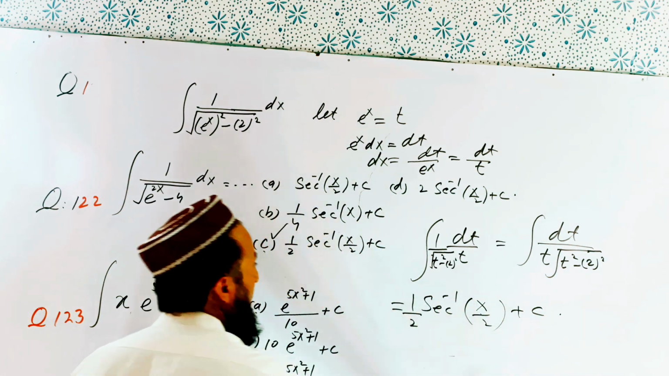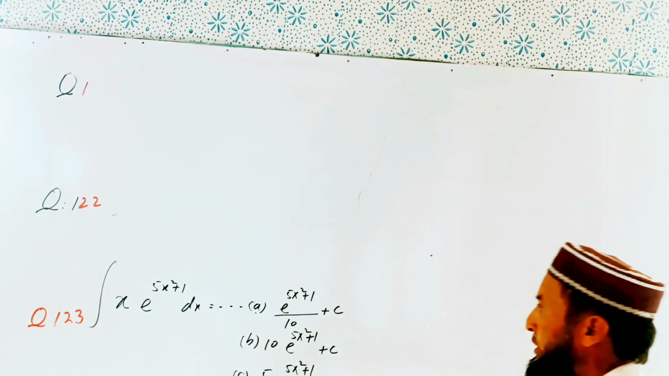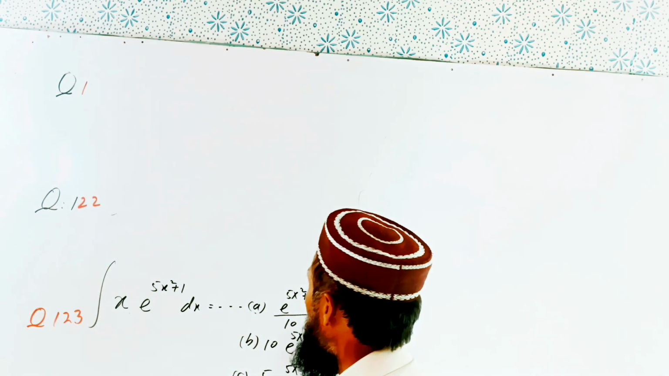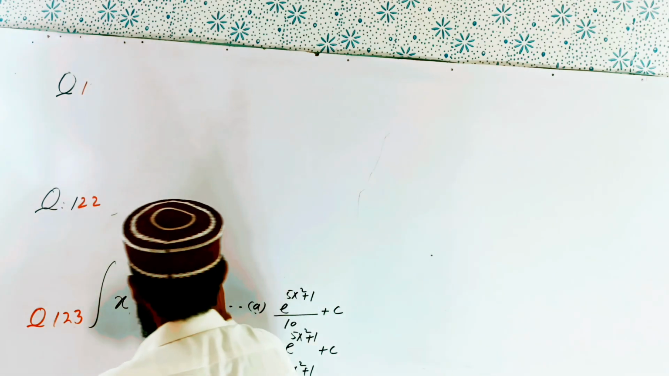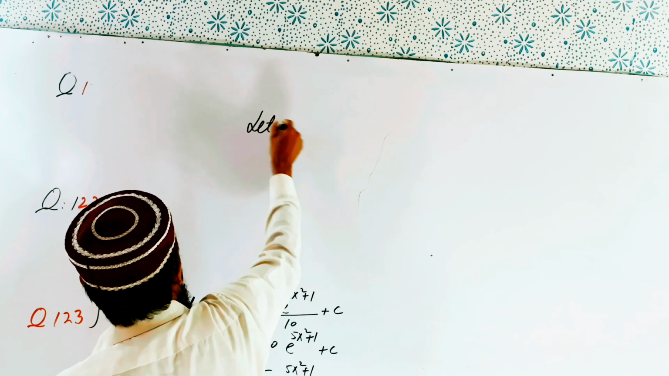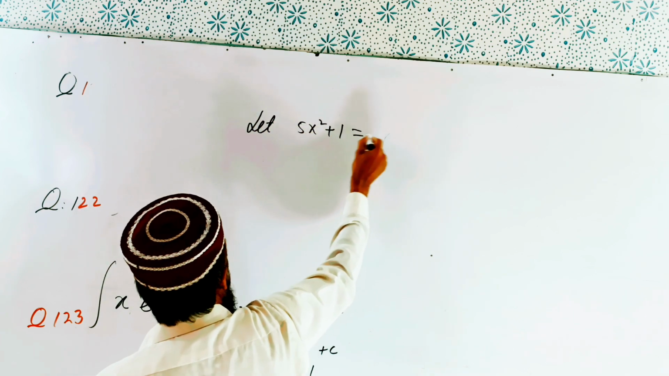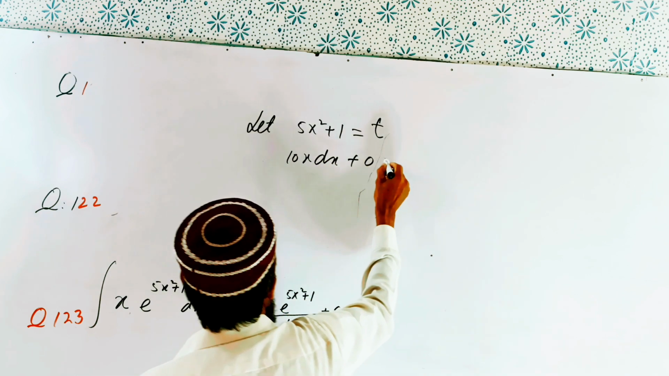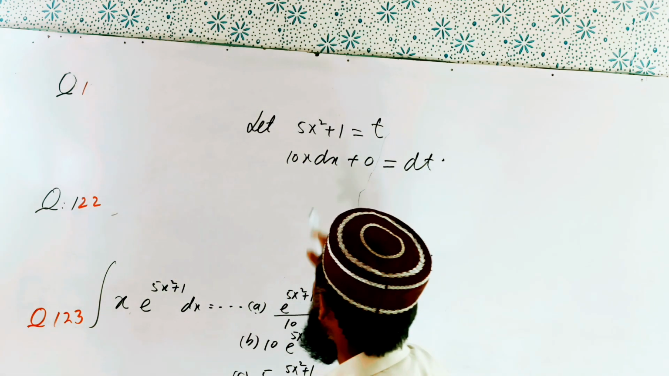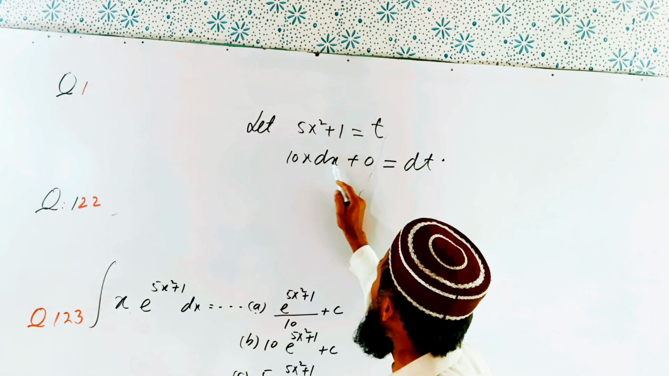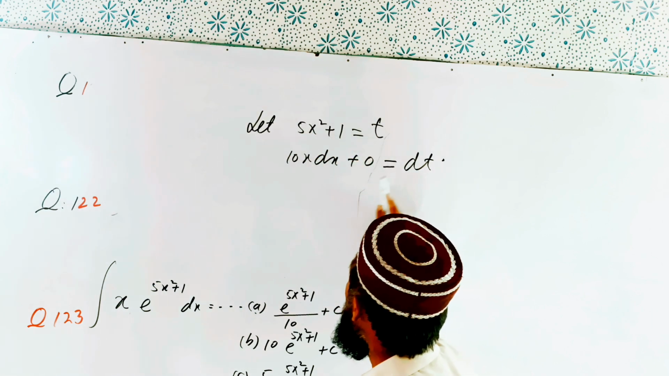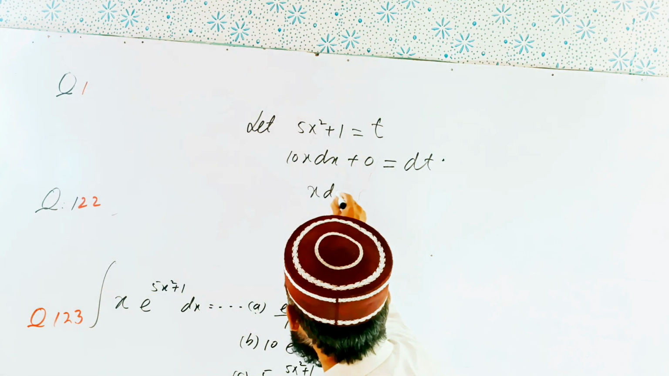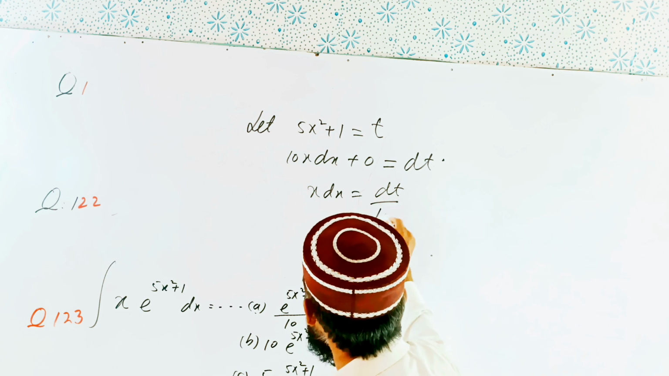Next is e power 5x square plus 1, x dx. What is the result? If we take the supposition, let suppose that 5x square plus 1 is equal to t. We differentiate with respect to x, and the derivative of 1 is 0. So we get 10x dx plus 0. So here x dx is available. So x dx is equal to dt divided by 10.